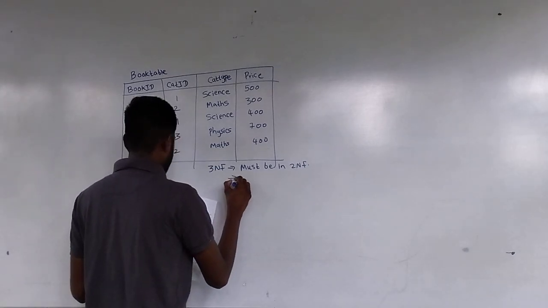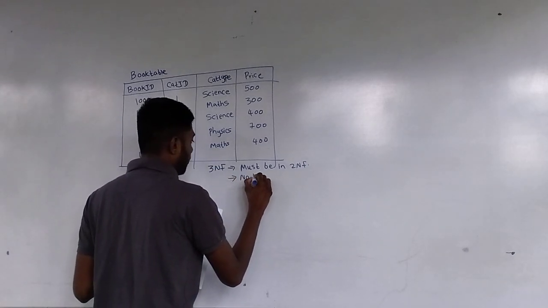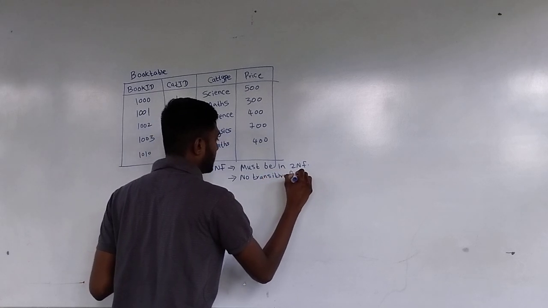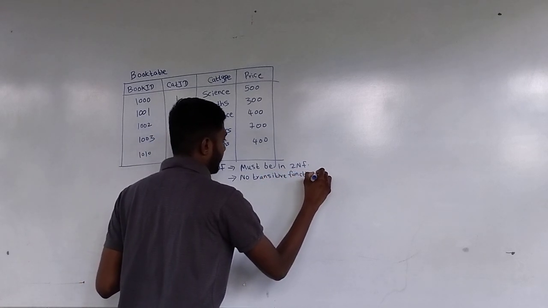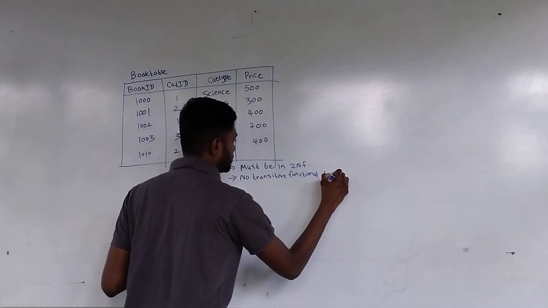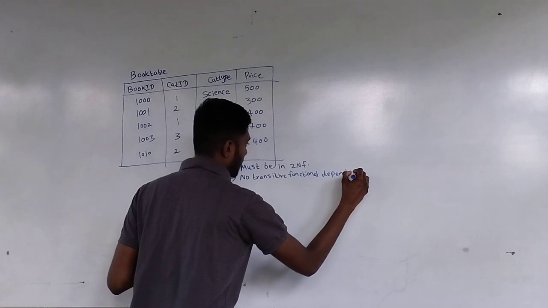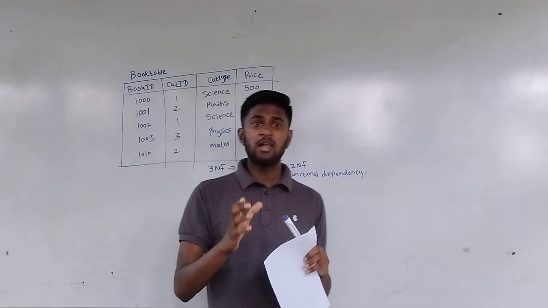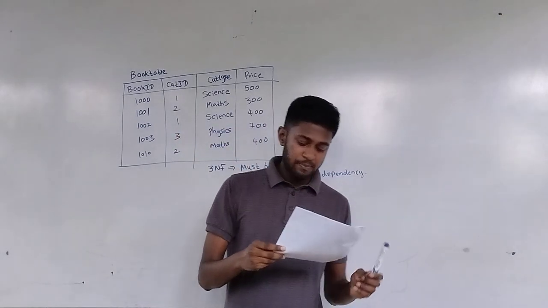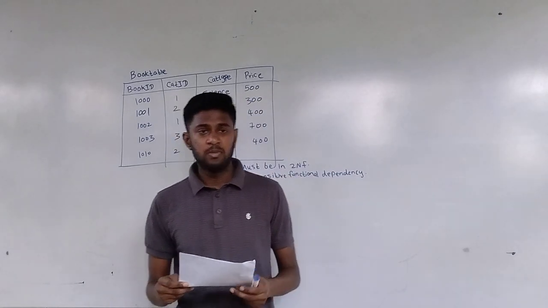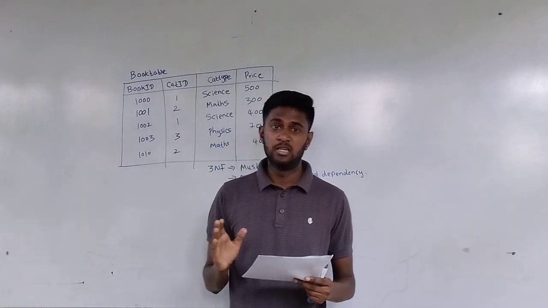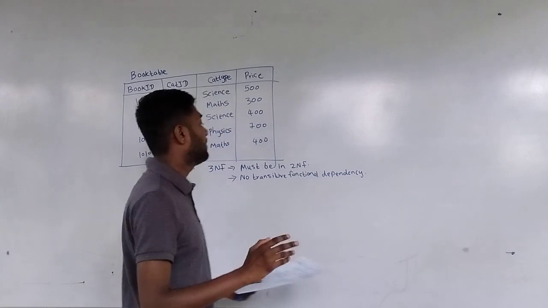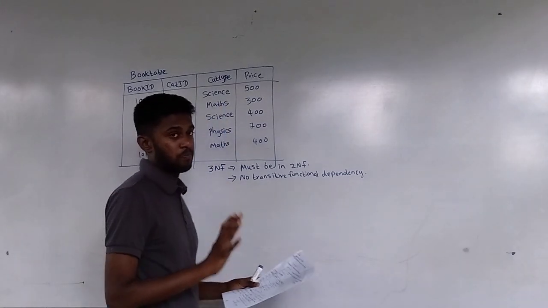And the second condition is that there should be no transitive functional dependency. What does no transitive functional dependency mean? It means that if one non-key attribute is dependent on another non-key attribute, that is transitive functional dependency. If that dependency is there, then that particular table is not in third normal form.